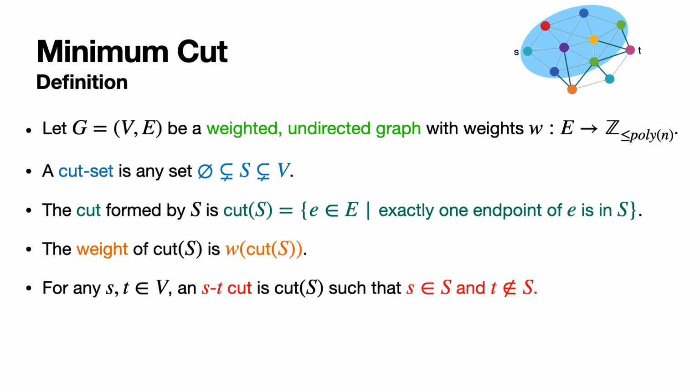Finally, in some parts of the talk, I'll be talking about ST cuts. If S and T are two vertices in V, then an ST cut is a cut formed by a cut set S such that S is in the cut set and T is not. So it's any cut which separates S from T.